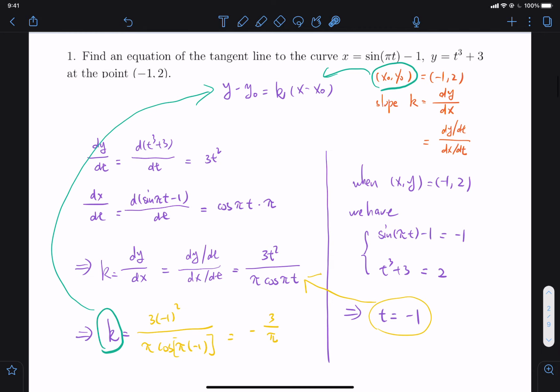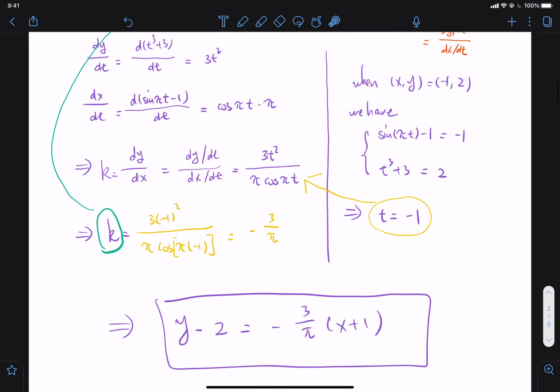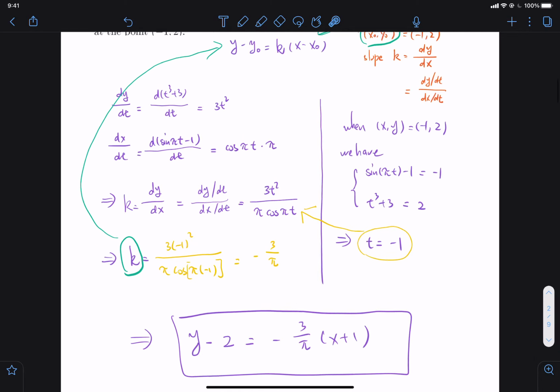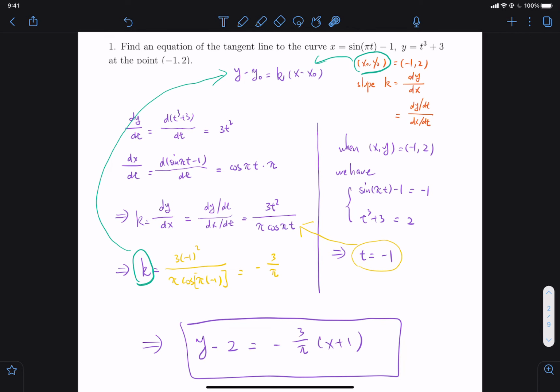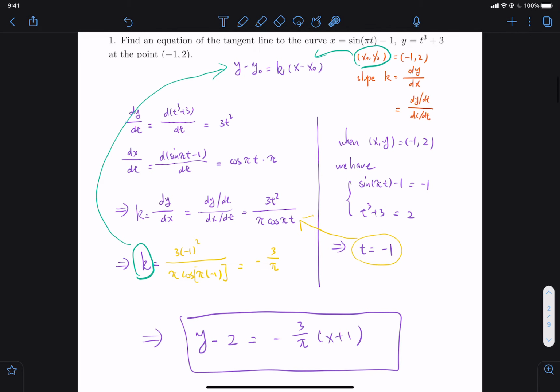And we just plug x0, y0 and this k back into the equation, and we obtain that the equation of the line is y minus 2 equals negative 3 over pi times (x plus 1). And that is very simple, question 1. It's nothing more complicated than dealing with the derivative of the parametric equation.